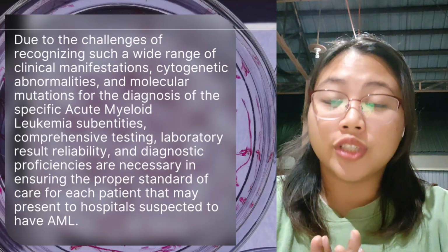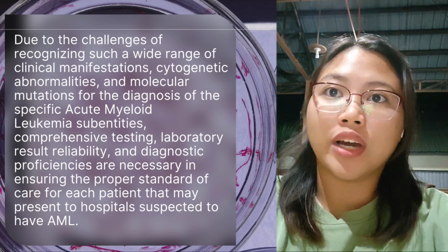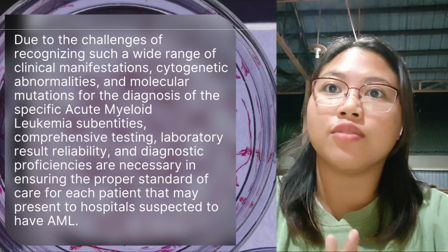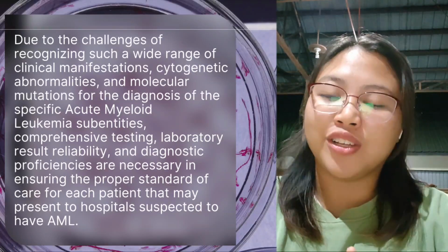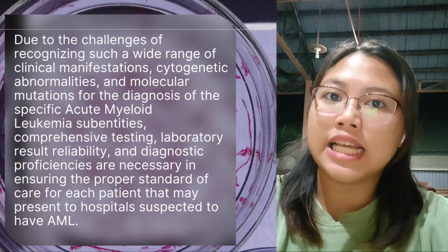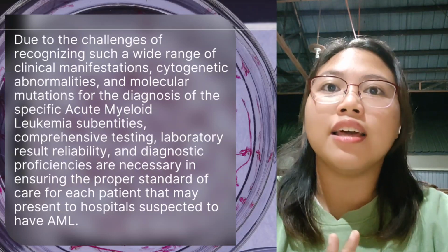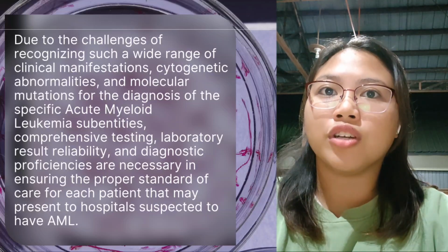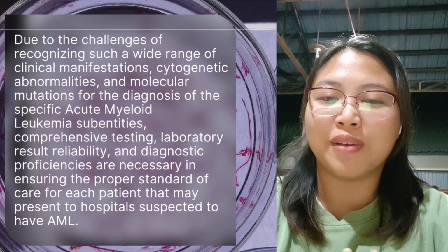Apart from the 3+7 regimen, other AML therapies such as the use of high-dose cytarabine combinations are under strong research, suggesting effectiveness in induction and consolidation regimens. In conclusion, due to the challenges of recognizing such a wide range of clinical manifestations, cytogenetic abnormalities, and molecular mutations for the diagnosis of specific acute myeloid leukemia subtypes, comprehensive testing, laboratory result reliability, and diagnostic proficiency are necessary in ensuring the proper standard of care for each patient that may present to the hospital suspected of AML.